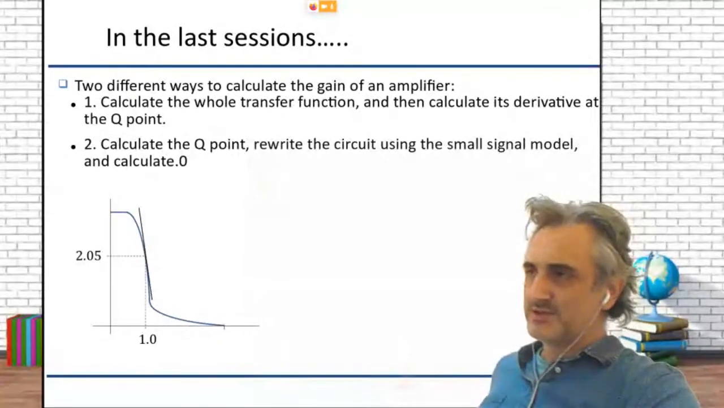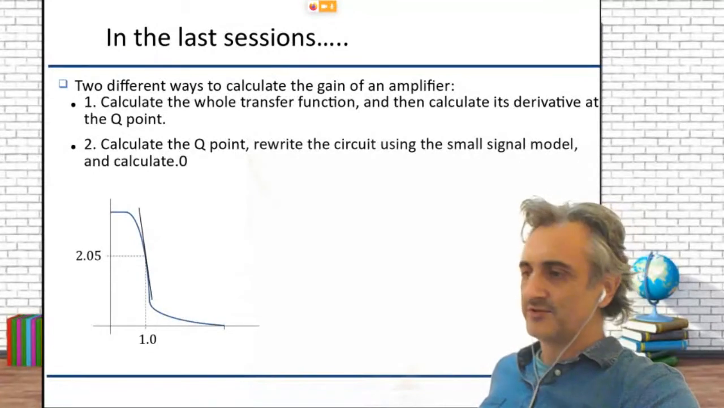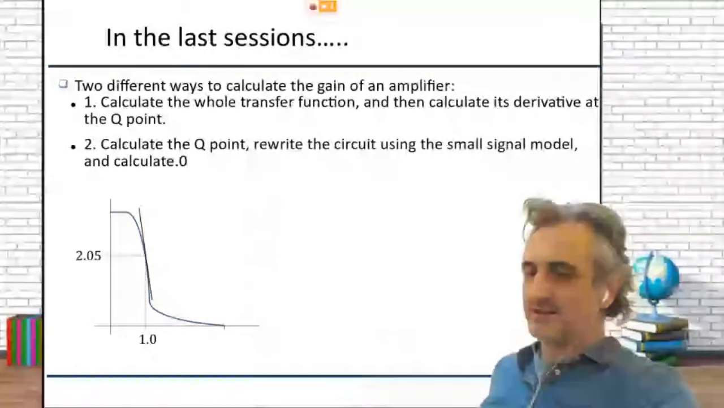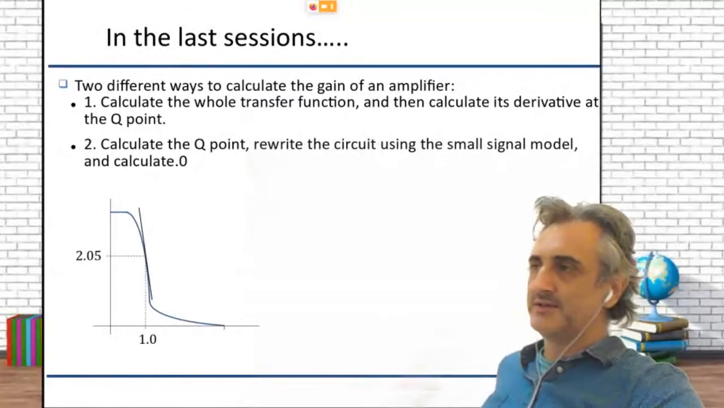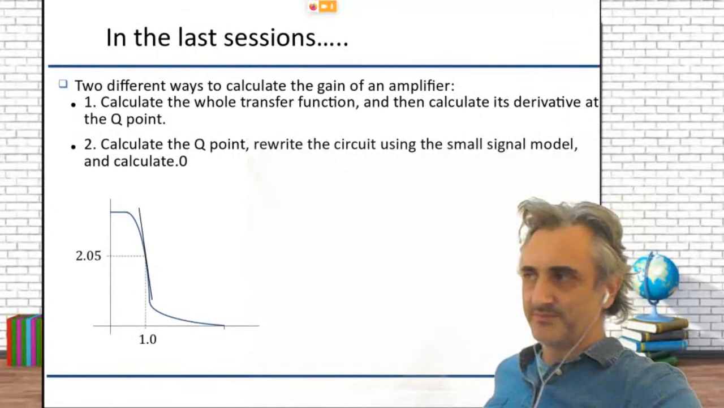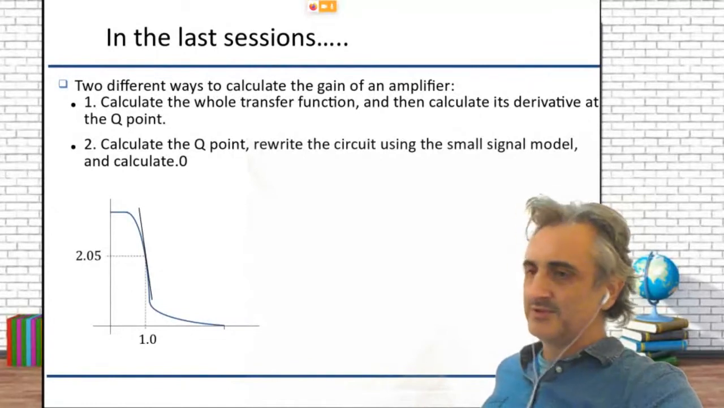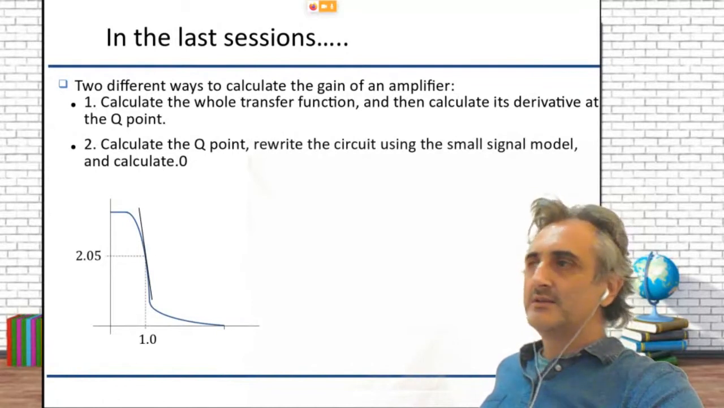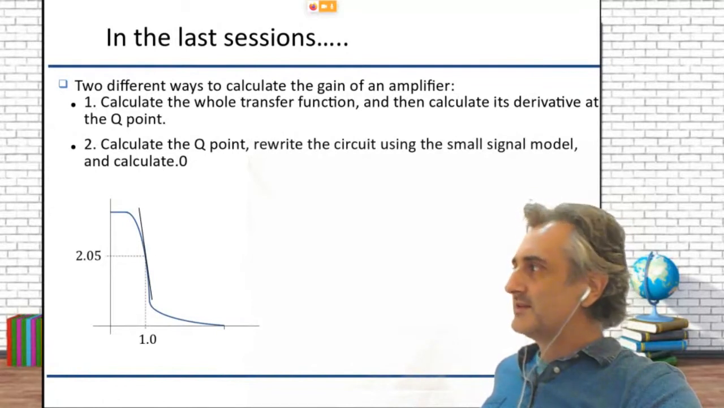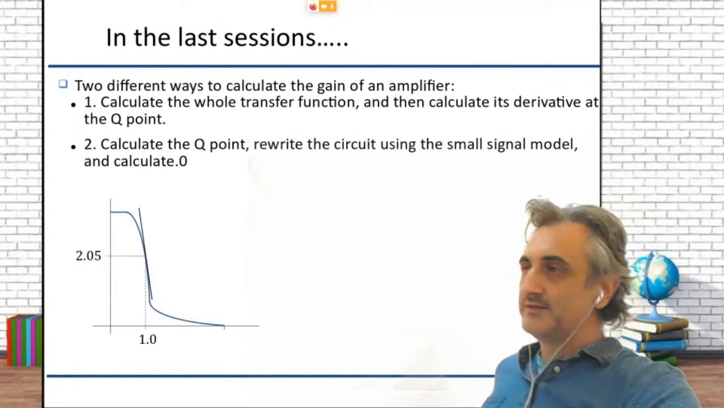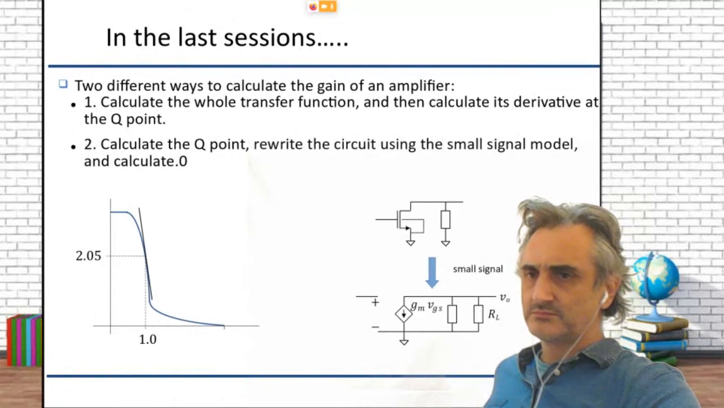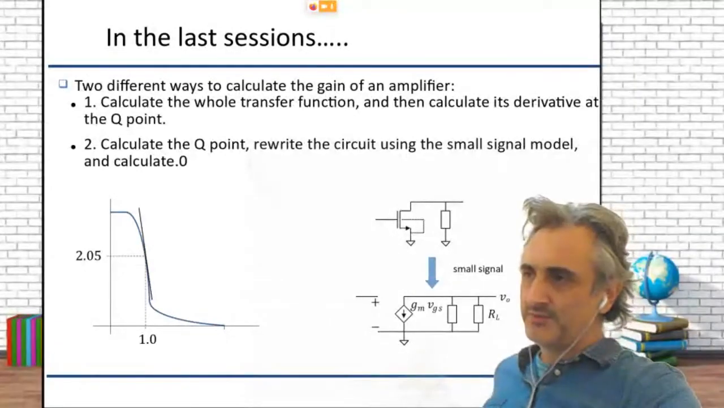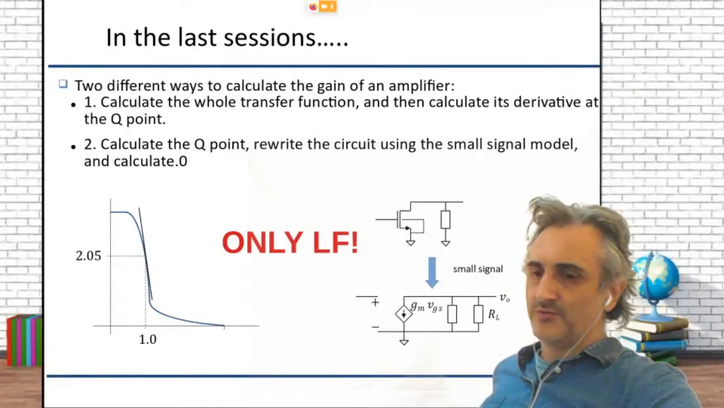And then the second option, which is much better, was using the large signal model just to calculate the quiescent point, and then we transformed the circuit using the small signal model. Okay, we saw how to do that. We entered into some details into the MOSFET model, and we studied where the small signal model comes from. Any questions about that? No? Okay, anyway, we saw that this is only for low frequency.